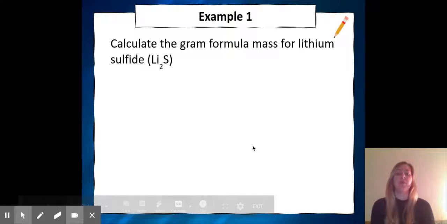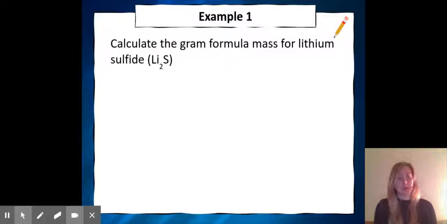So let's go through an example together. Calculate the gram formula mass of lithium sulfide. So you have the formula there. If the formula was not there, you can calculate it using the SVSDF method.